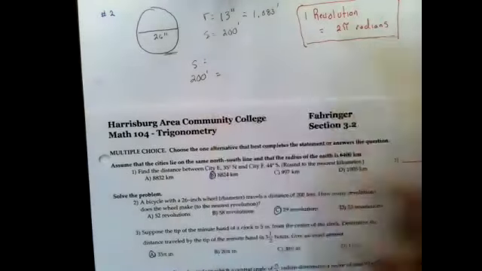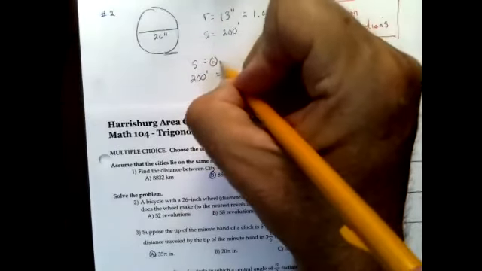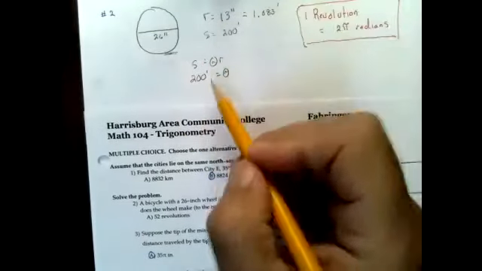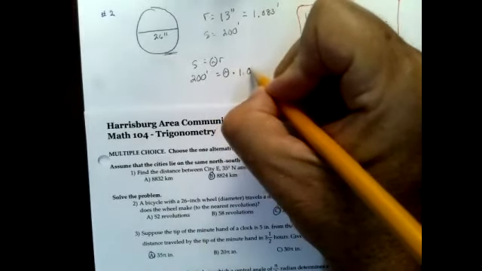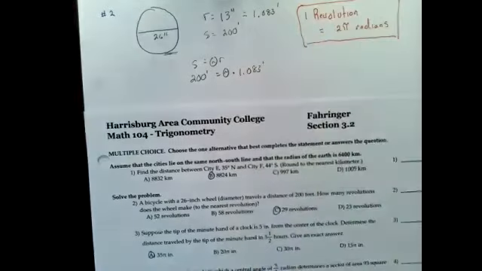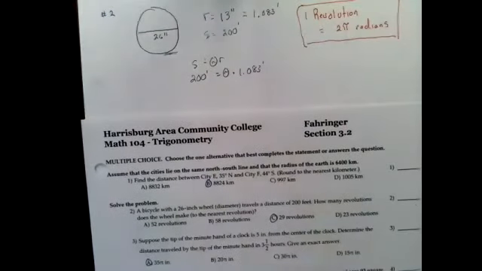All right, so now I'm going to use S equals theta R because I want to find theta. 200 over 1.083. It's all in feet. So I'm going to divide 200 by 1 point. That's not right.